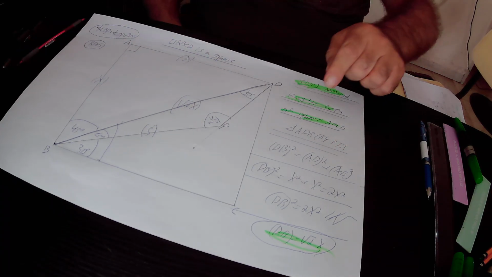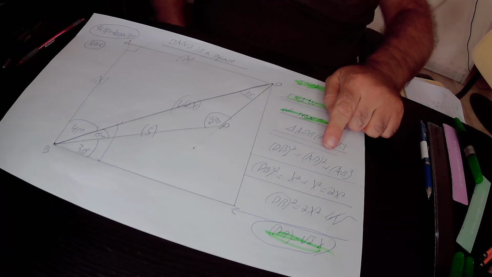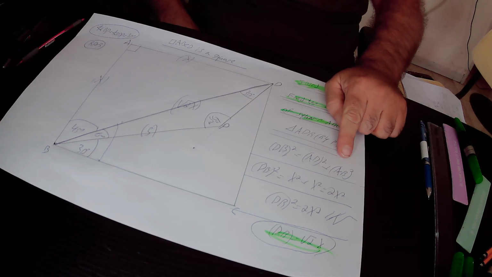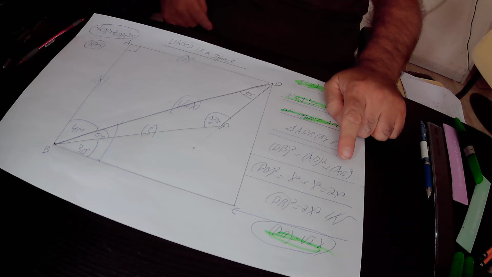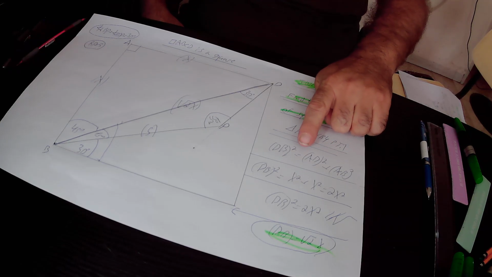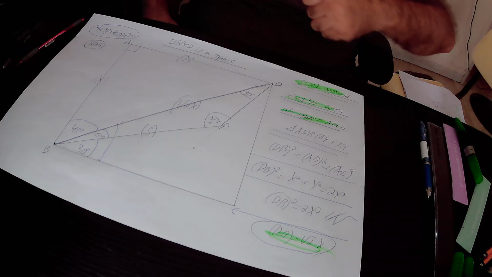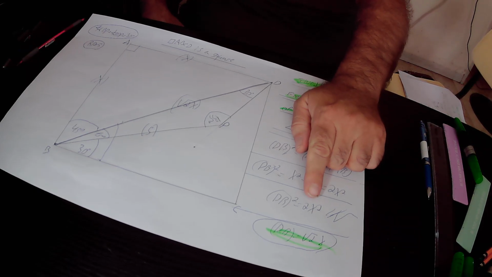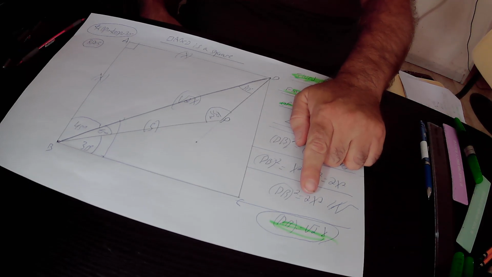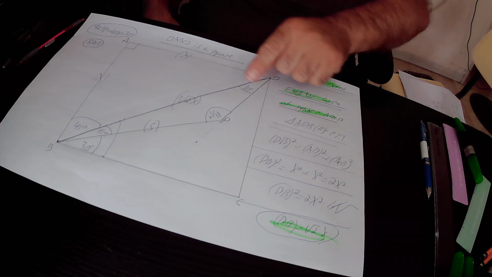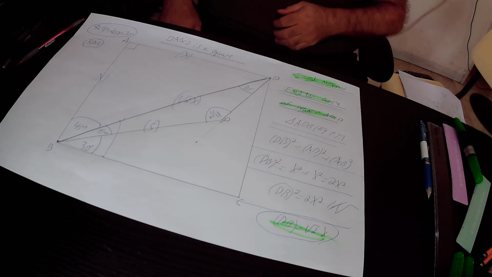DB is the missing side, so DB squared equals AD squared plus AB squared. AD is x, therefore AD squared is x squared. AB is also x, therefore AB squared is x squared. So in total DB squared equals x squared plus x squared, that is 2x squared. Taking the square root of this equation, we find that DB equals the square root of 2 times the square root of x squared. The square root of x squared is x. So in total DB equals the square root of 2 times x units in its length.